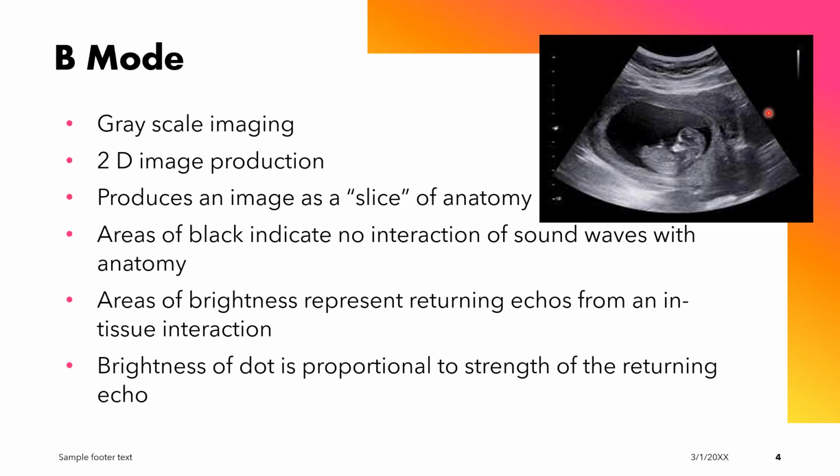And so these B mode images really collect information as a slice and represent it on the image. Now, how it's represented on the image, or the brightness which it applies to a particular reflection, is going to depend on the strength of that reflection.